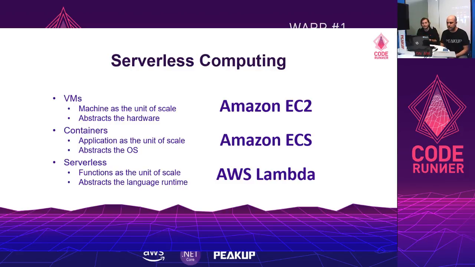We require our applications to run exactly when we need them. So that created the serverless phase. These are the services you can use. You can use your VMs in EC2. The container service in Amazon is ECS, and serverless is AWS Lambda.